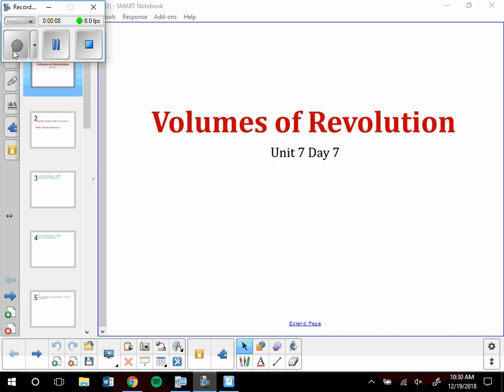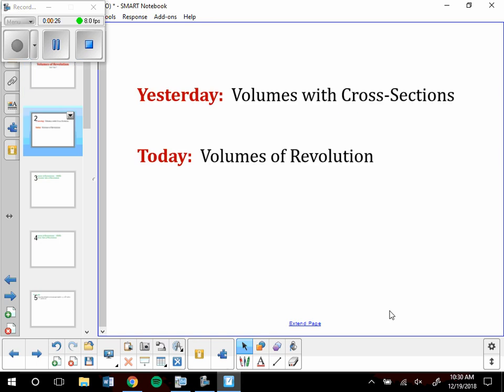Today we're going to talk about volumes of revolution. It's our last new topic. This is the last thing you're going to learn in AP Calculus AB. It is sad. If you can see through your tears, we'll keep going. Okay, so yesterday we did volumes with cross sections.